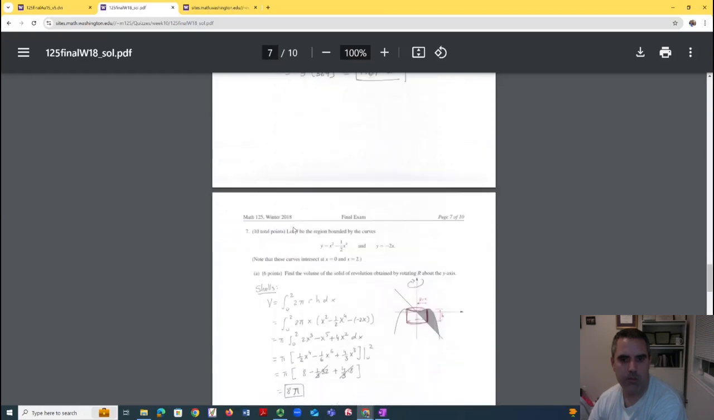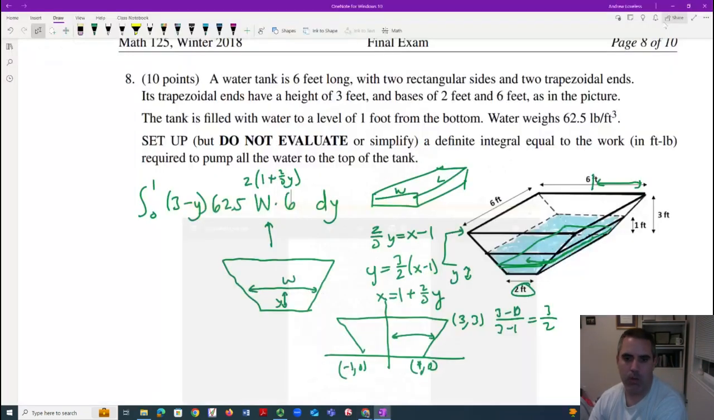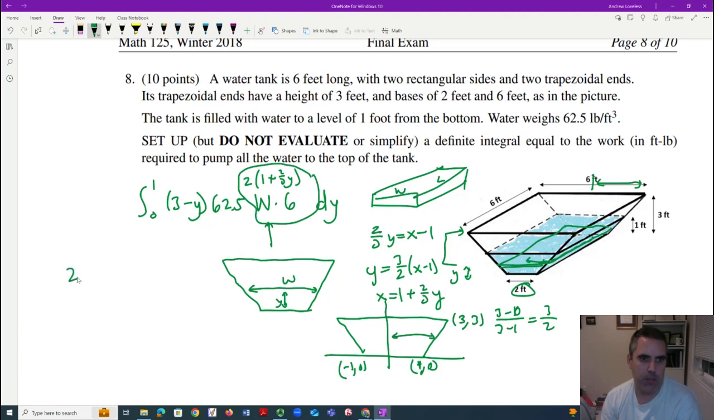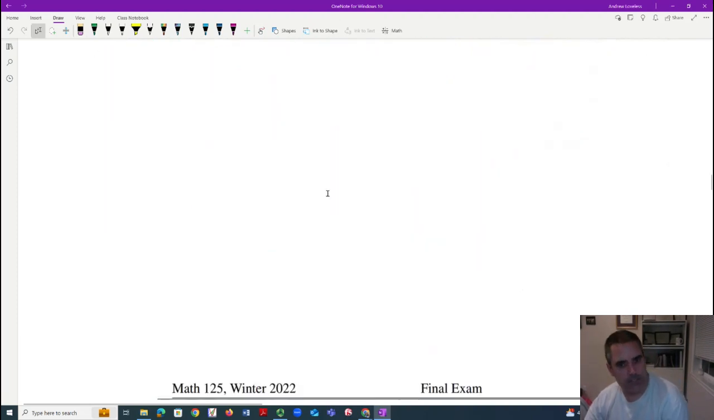Here we go. 8y plus 12, 3 minus y. So let's see if I have that 8y plus 12. Is that what this is? So let's simplify this and see if we get 8y plus 12. So we get 2 plus 4/3 y times 6. So I'm getting 12 plus 8y, which is what I said. Okay, so there's our answer. Let's keep going.